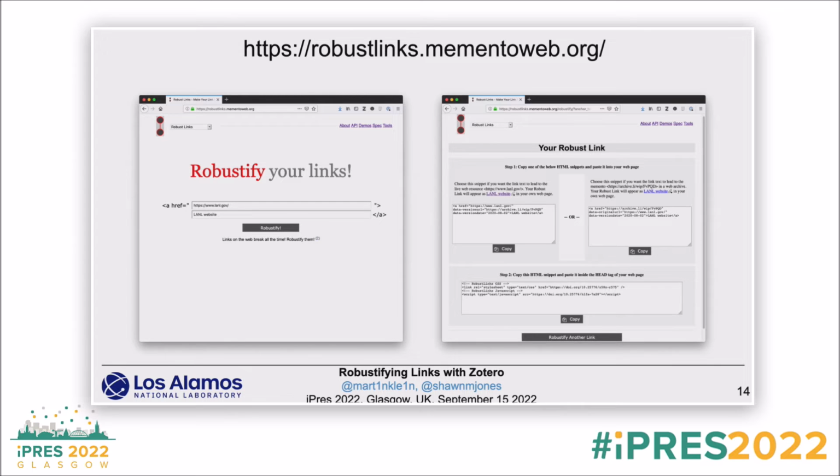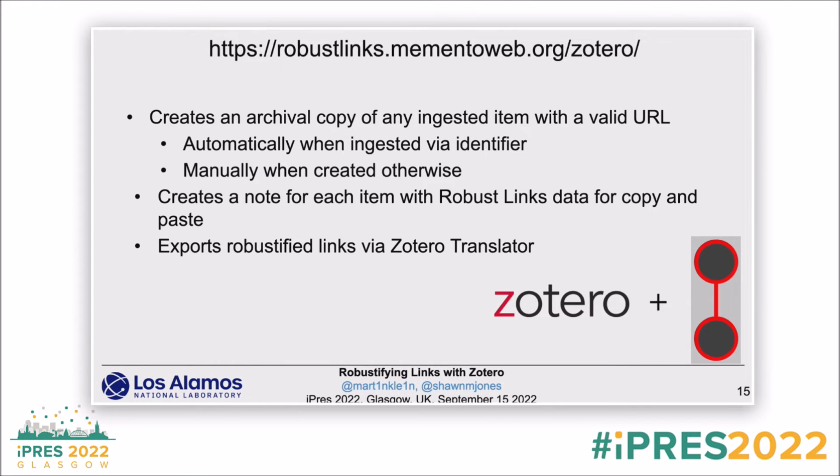The engine that basically powers this web service is an API that we created that you can also use to write a script, for example, to robustify many URLs in batch mode, if you will. That API also forms the basis of our Zotero Robust Links extension. So let's look at what we did with Zotero.